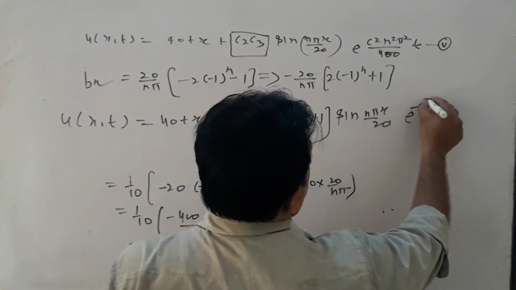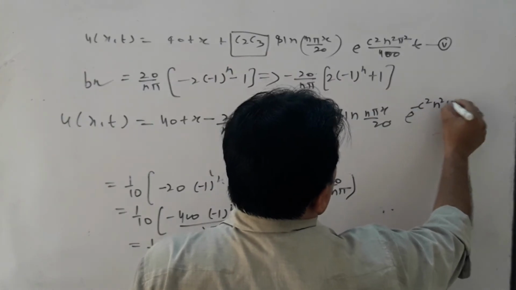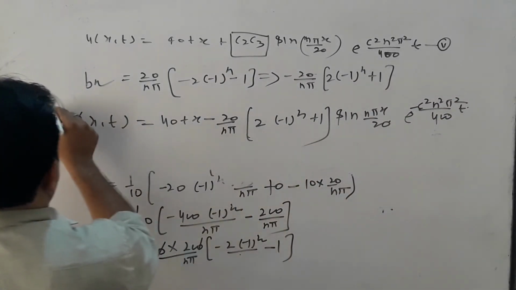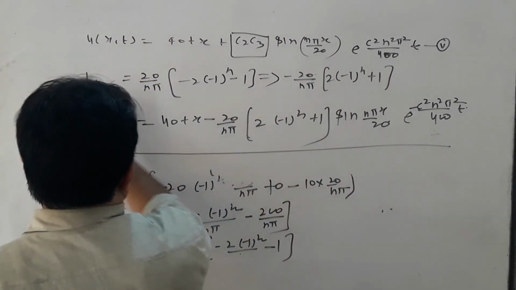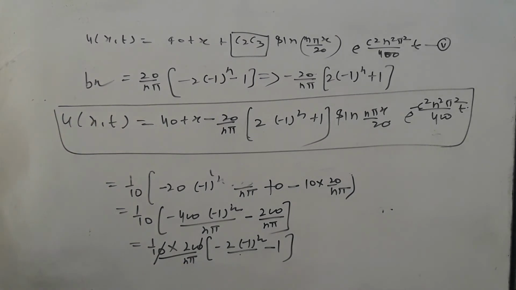e to the power c squared n squared pi squared upon 400 into t. This is the complete solution of this partial differential equation. Most important for exam purposes: 40 plus x minus 20 upon this, minus 2 of this. This is the solution of the partial differential equation.